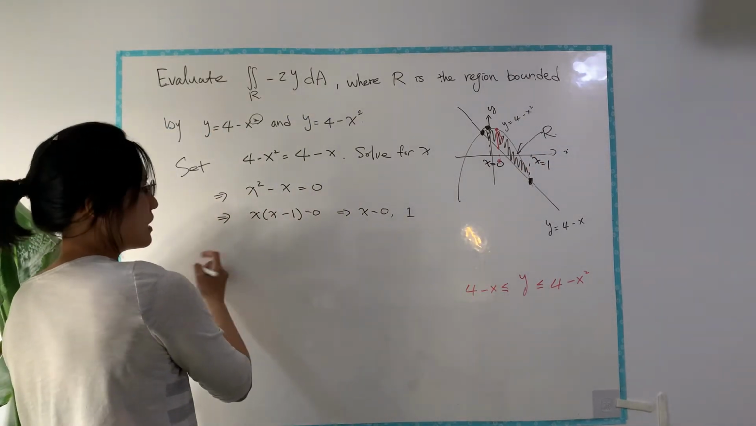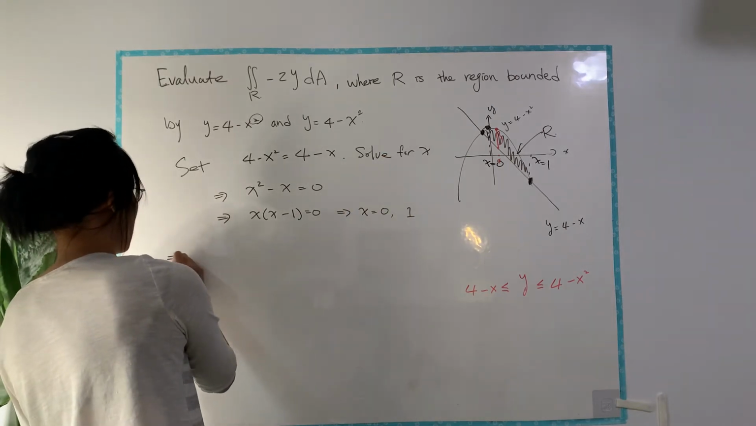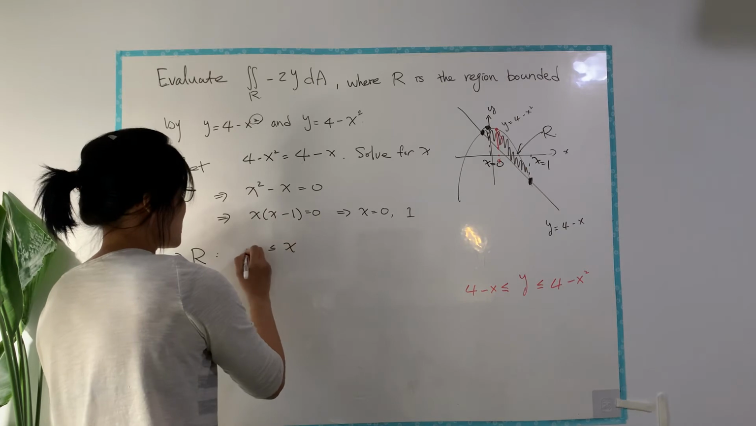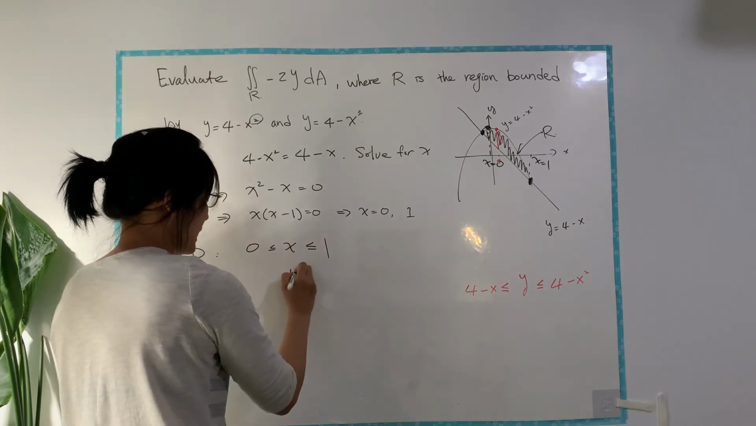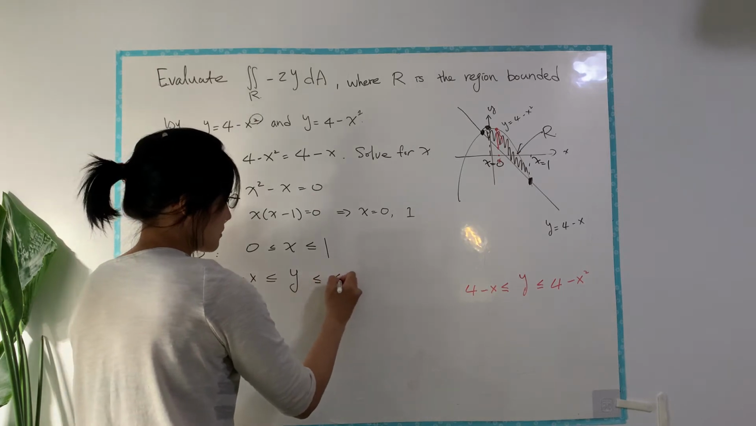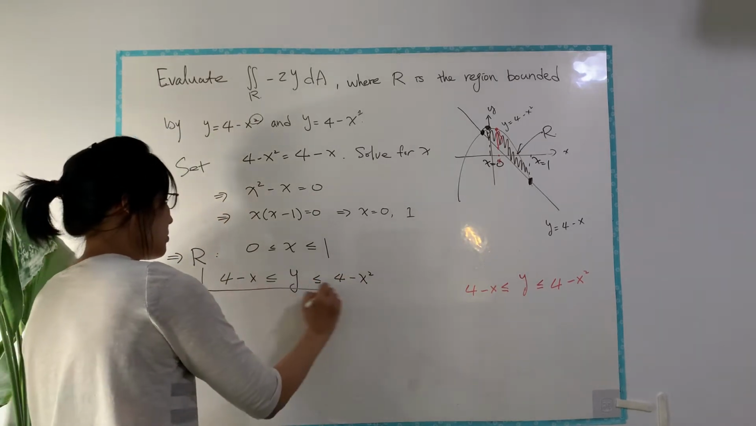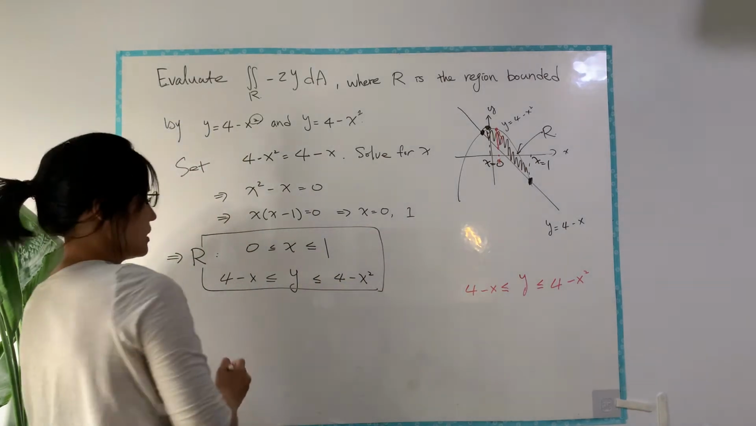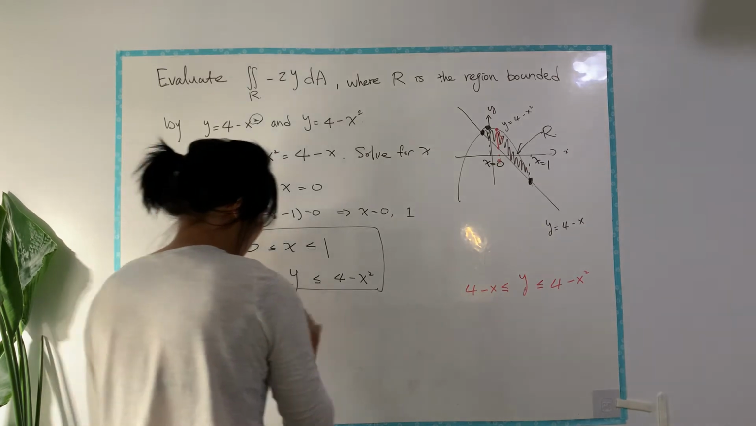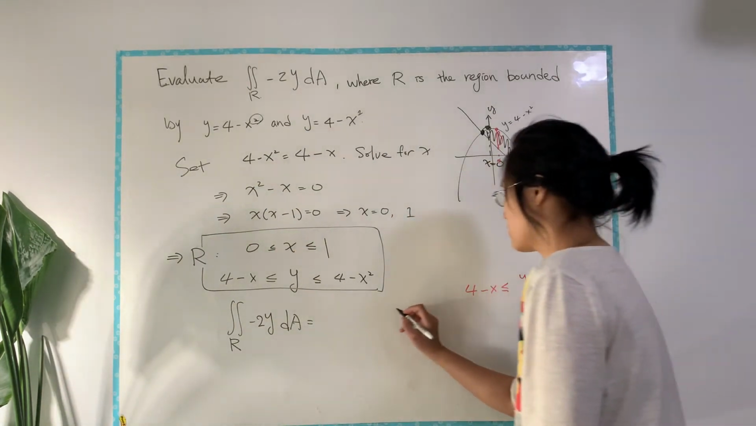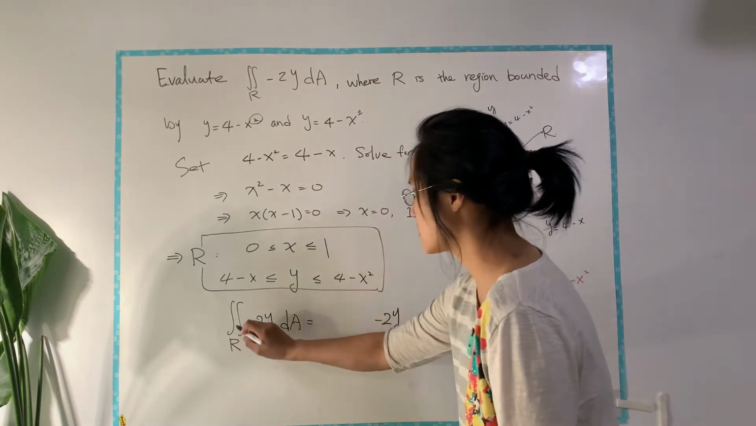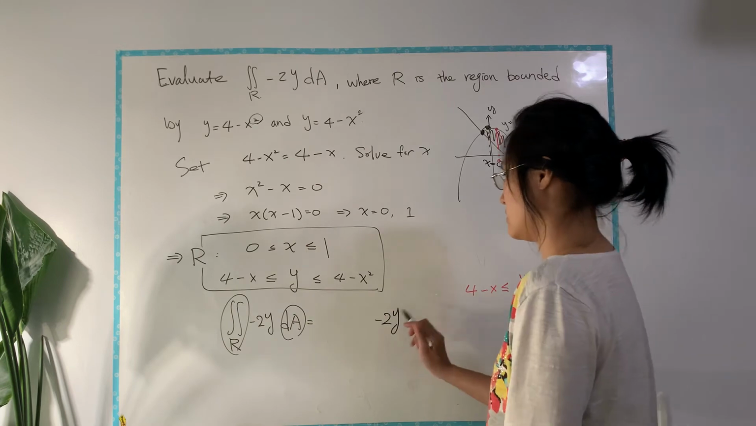That's what we know. So altogether, we see that R is the region where x is between 0 and 1, and for any x in this region, y would be between 4 minus x and 4 minus x squared. So this is very important, because now with this expression, we will be ready to rewrite the double integral in terms of an iterated integral. So first of all, I never bother the integrand. So don't do anything with the integrand. Just focus on converting the integral, okay?